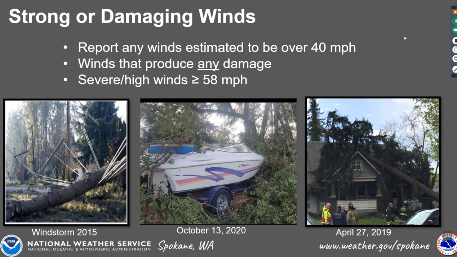We also have strong or damaging winds a lot of times in the winter. These pictures are from the windstorm of 2015, some winds we saw last October, and a windstorm we had in April of 2019. Any reports of estimated winds over 40 miles an hour would be a good reason to call, as well as winds that produce any damage, like tree damage or power outages. Severe winds are anything over 58 miles an hour. If we expect winds of 58 miles an hour or more, we would issue a high wind warning, or if it's convective in the summertime, a severe thunderstorm warning.